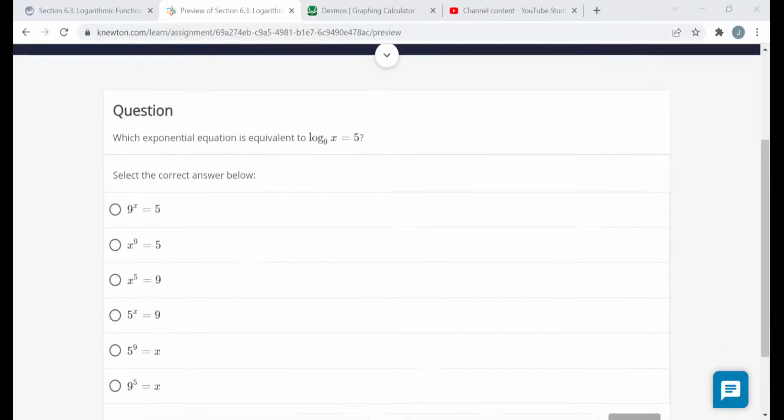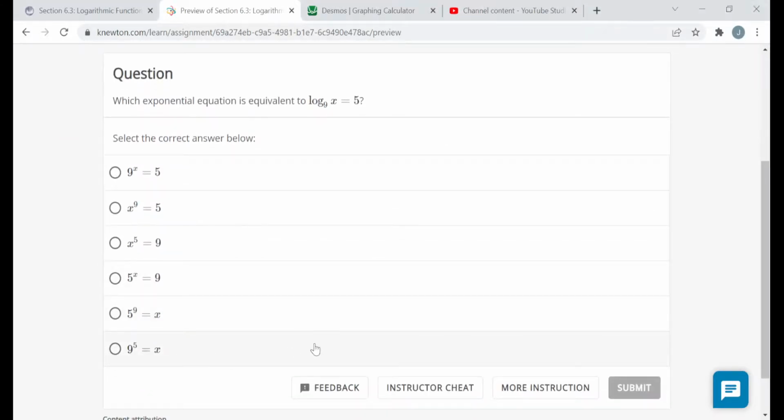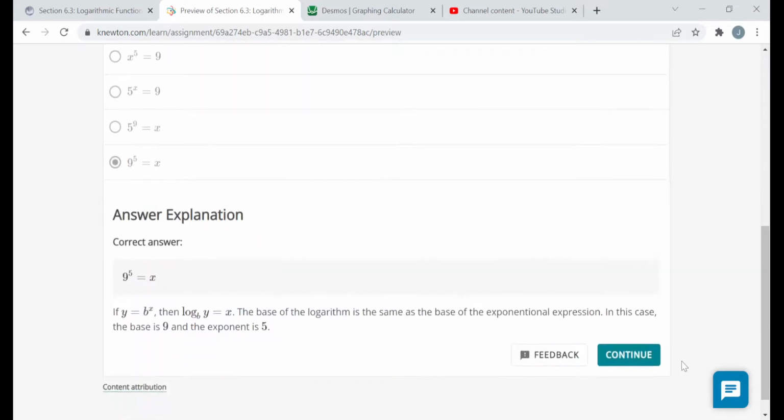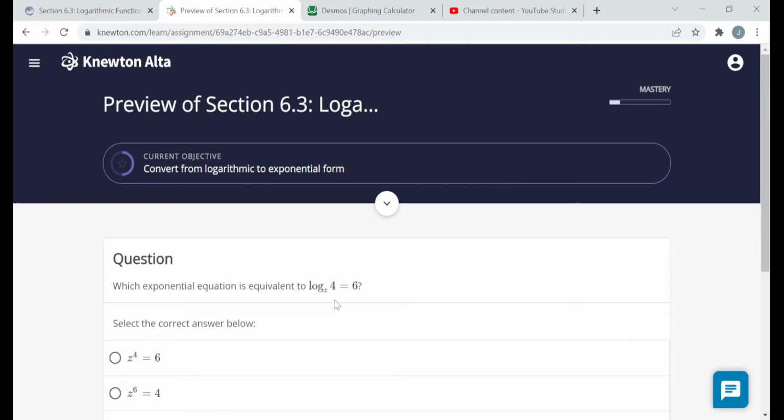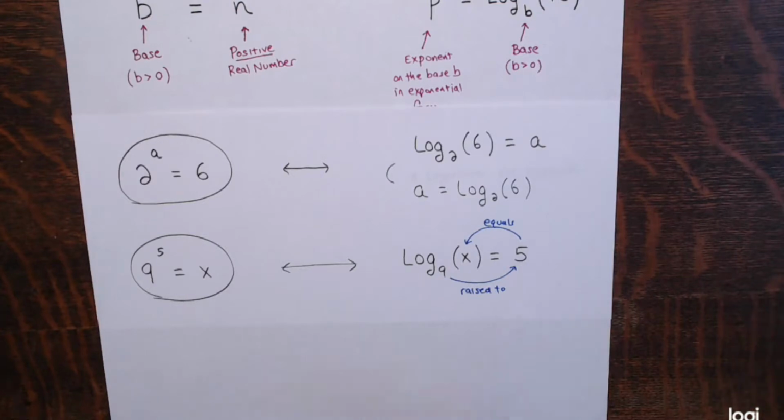So x equals 9 to the 5th, 9 to the 5th equals x. That's this last option. Okay. So here's another one. Again, these should be pretty quick after a while.